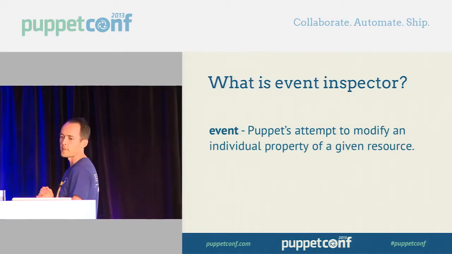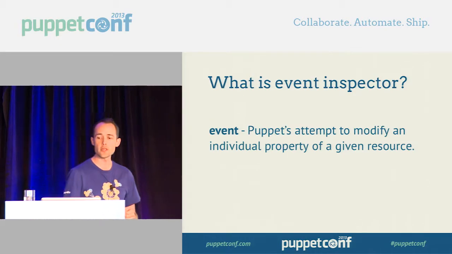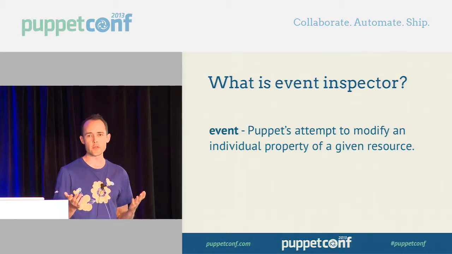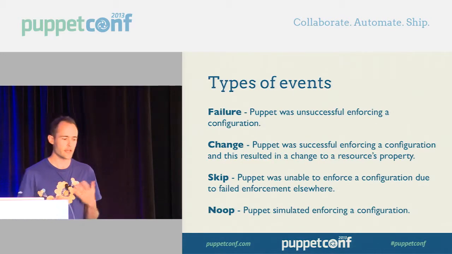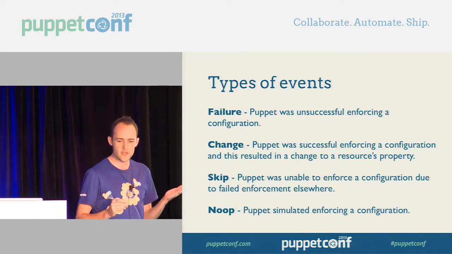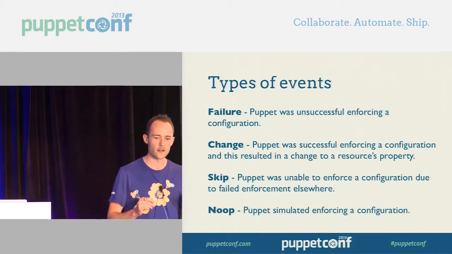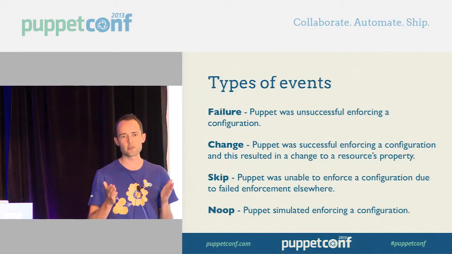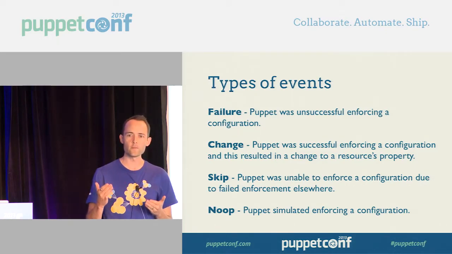So an event is Puppet's attempt to modify an individual property of a given resource. Now, that's the attempt. There could be several outcomes. So let's say in your manifest that you are ensuring that Apache is running. You've stated that in your manifest, and you're applying that to some nodes. So when Puppet runs on that node, it's going to attempt to make sure that Apache is running, right?